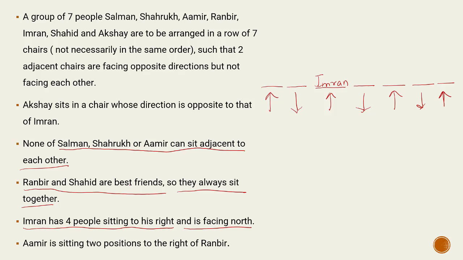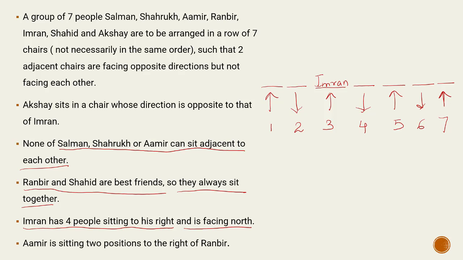Now Ranbir and Shahid are best friends, so they always sit together. So we cannot put Ranbir and Shahid on chairs number 1 and 2, because then we would not be able to achieve the fact that none of Salman, Shahrukh or Amir can sit adjacent to each other. Akshay sits in a chair whose direction is opposite to that of Imran. That means Akshay should be sitting on a chair facing south. So Ranbir and Shahid should come on chairs 4, 5, 6, 7 towards the right of Imran.